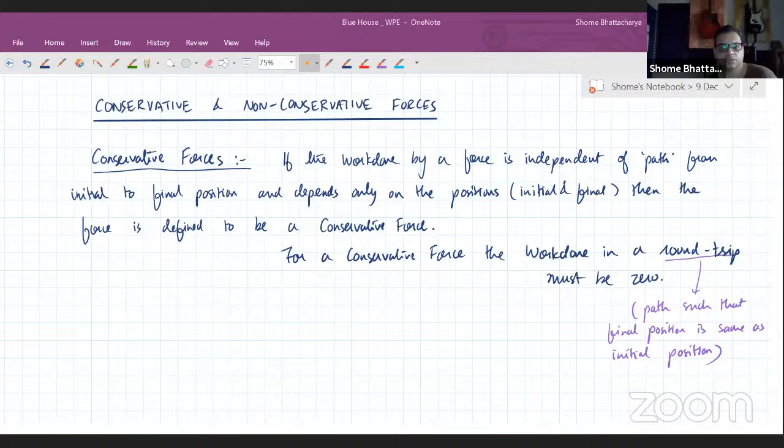For a conservative force here, the work done in a round trip will be zero only for conservative forces. A non-conservative force, we will come to that definition, can do non-zero work in a round trip.